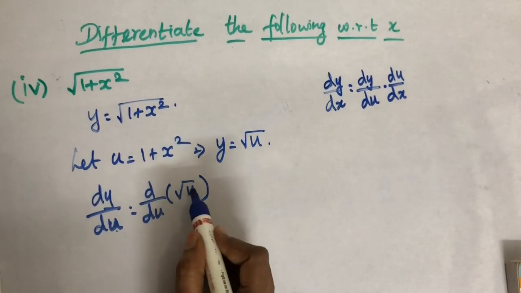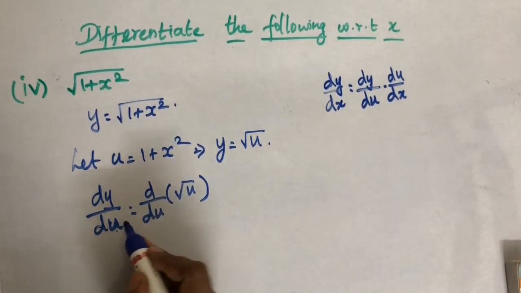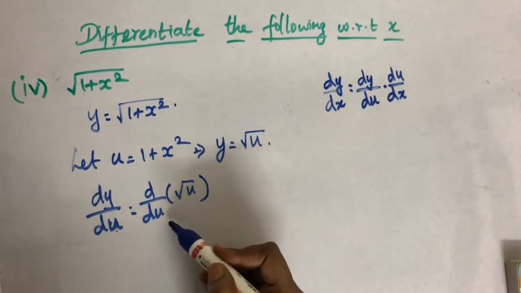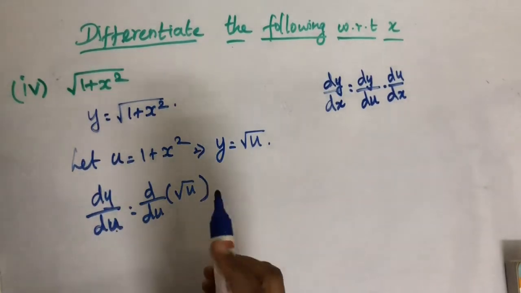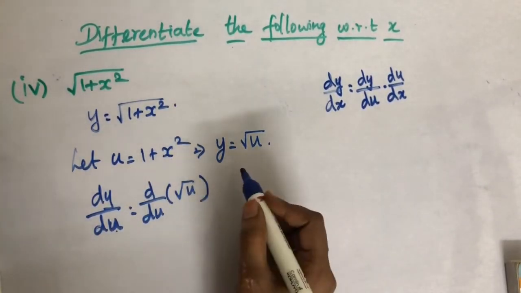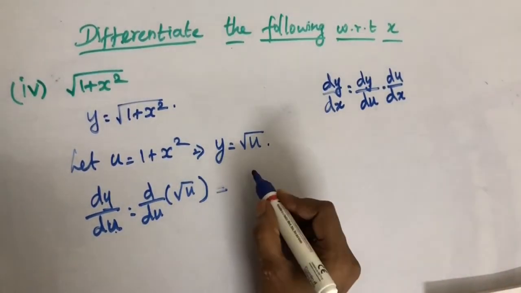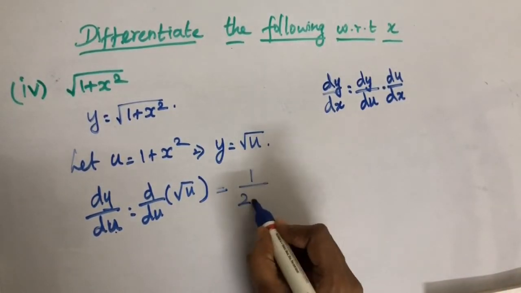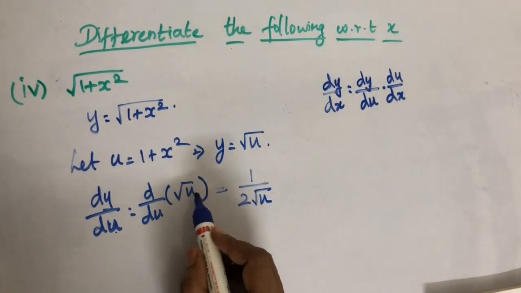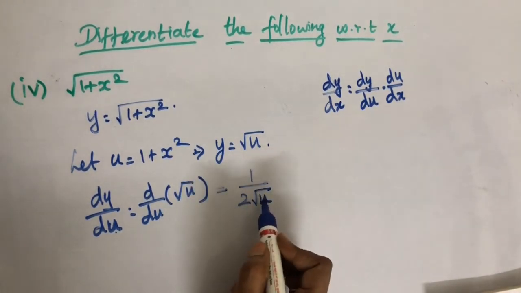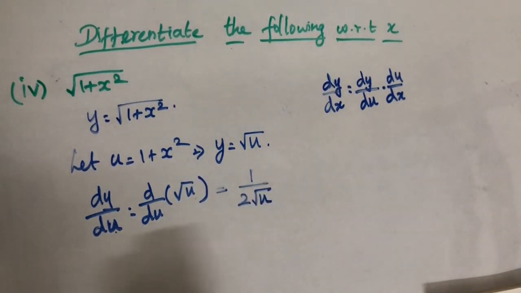Here, if u is there, we can differentiate u. If y is there, we will consider it as a constant. Okay. So d by du of square root of u. What is the square root differentiation? It is one by 2 square root of u. That is the differentiation of square root. Square root of x, differentiation is 1 by 2 square root of x. But here we have u, so it is 1 by 2 into square root of u.